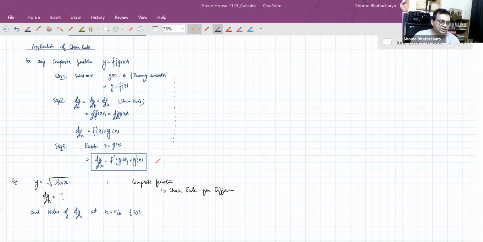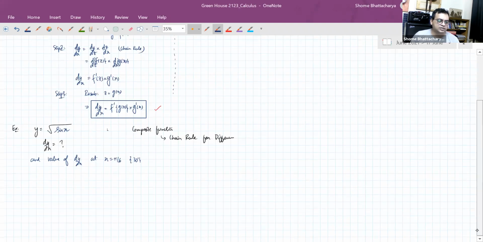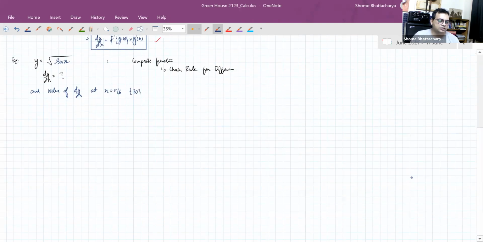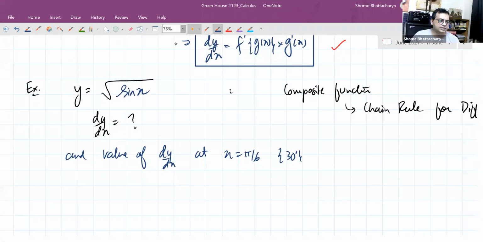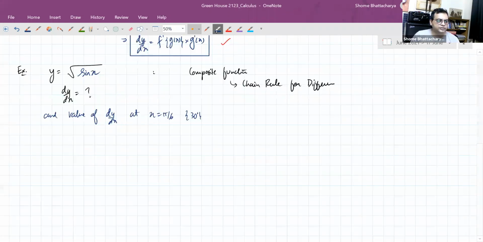Yes, that is what you have to do, first differentiate and then put the value. First you have to find, see this is y, then you have to find dy by dx, and then you have to find the value of dy by dx at pi by 6. So you have to substitute x as 30 degrees, that is pi by 6, in that. That's the only way you can get the answer. First you have to differentiate. So I'll go by the step-by-step method first. Then we can see how we can use the shortcut.